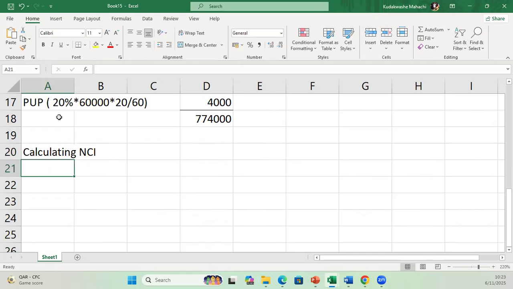So we want to work out the value of NCI. So start with the fair value of NCI on acquisition. Fair value of NCI on acquisition.